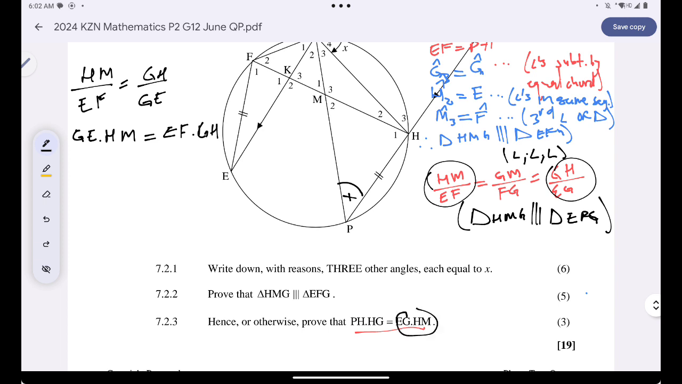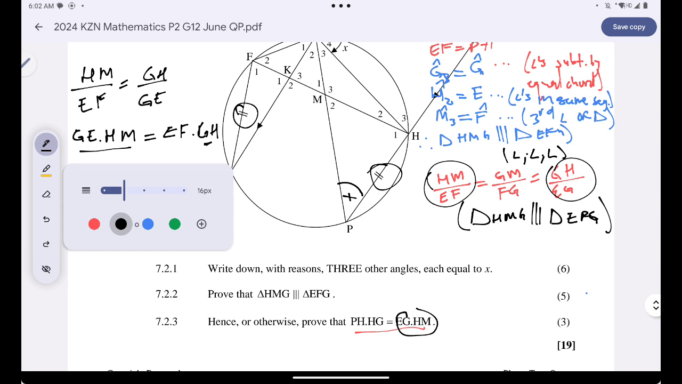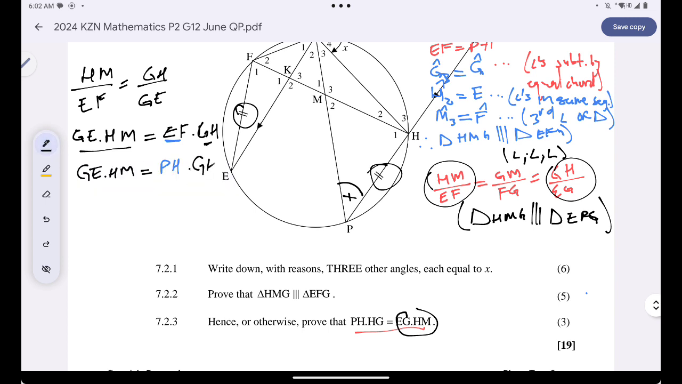I do have GE and HM. Here they are. HG, here it is. I don't have PH, but I have EF. Remember that EF and PH are the same. So whenever I see EF, I'll simply write PH. So there it is. I've proven that this is equal.